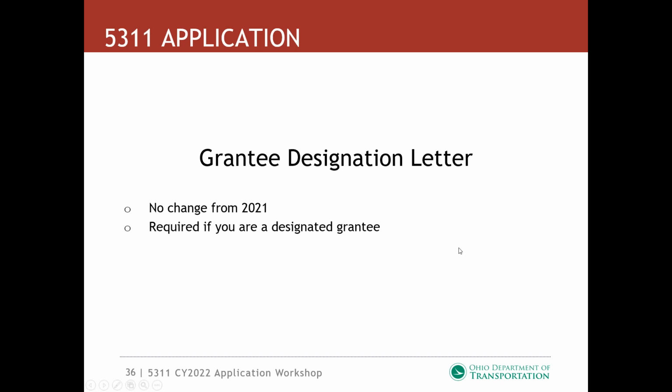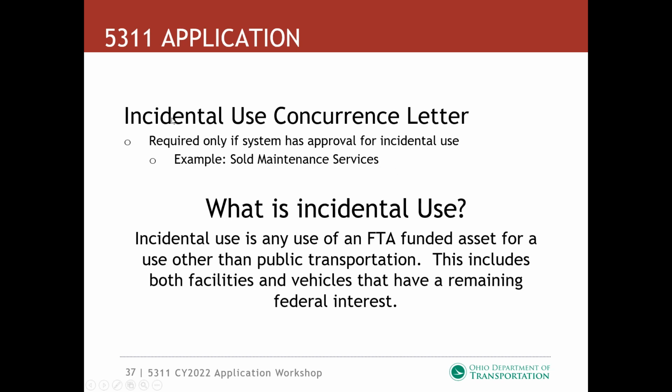The grantee designation letter. If you are a nonprofit organization designated by an eligible applicant, you must have that grantee designation letter from ODOT, which would include the time period that certification is for. And then, the incidental use concurrence letter. So if you have approval for incidental use, we need that concurrence letter to be uploaded to Black Cat.